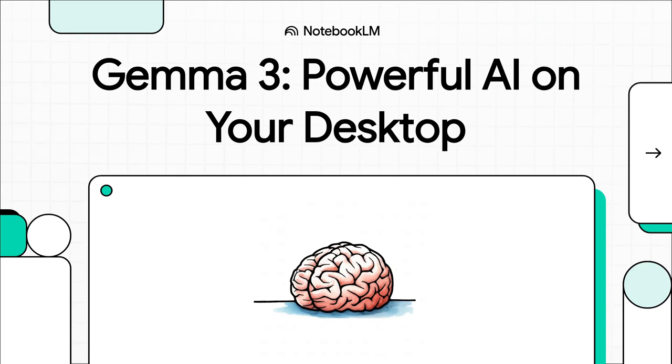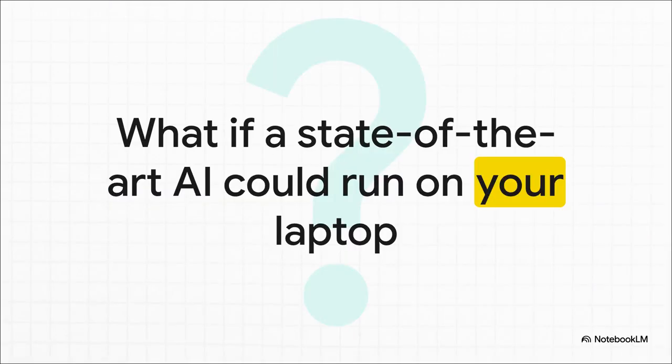All right, welcome back. Today, we're diving into something that could totally change the game for AI. I'm talking about Google's brand new model, Gemma 3. So just think about this for a second. What if a truly state-of-the-art AI could run entirely on your laptop? I mean, completely offline. No lag, no sending your data to the cloud, just raw, accessible power sitting right there on your desk. That's the huge shift we're talking about today.